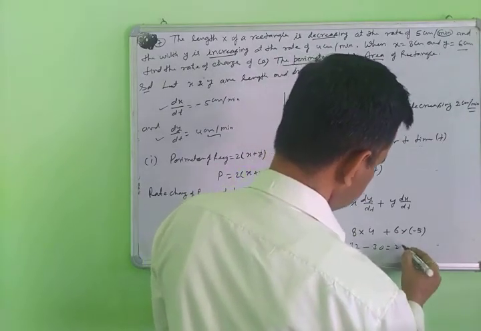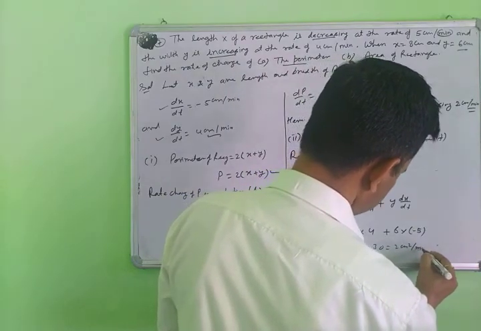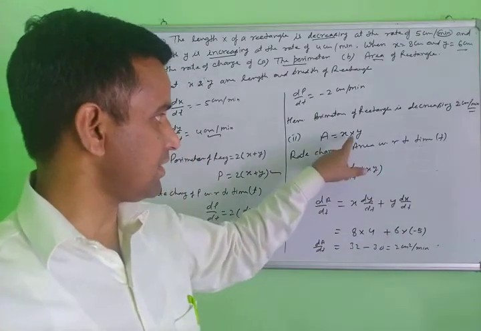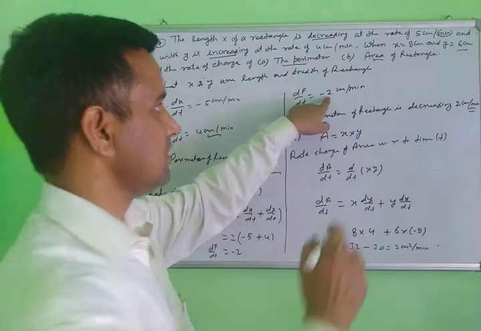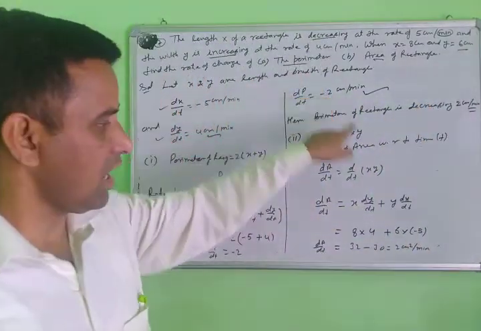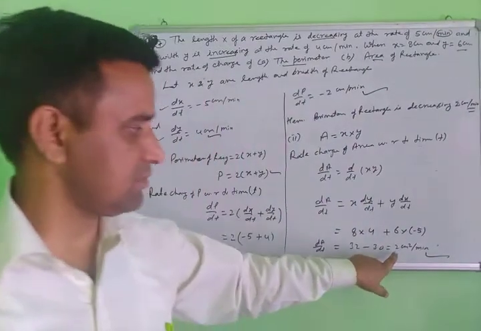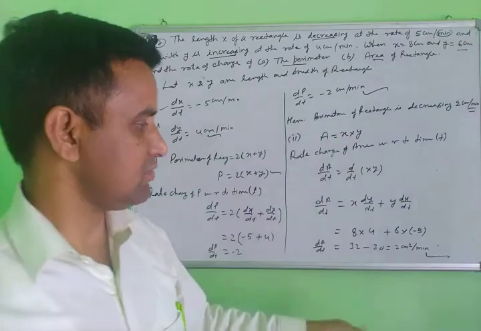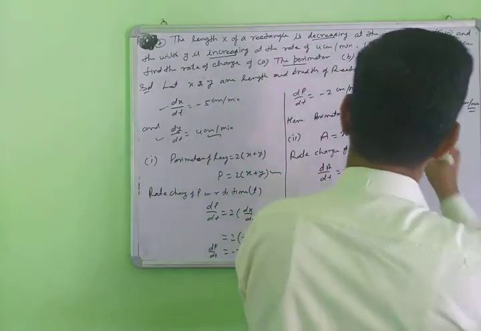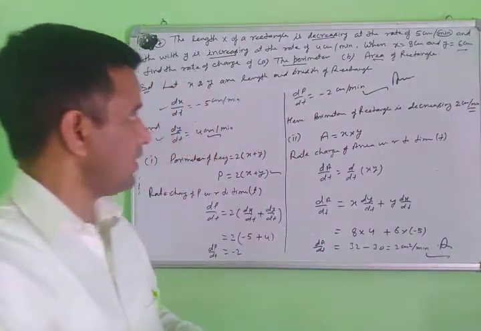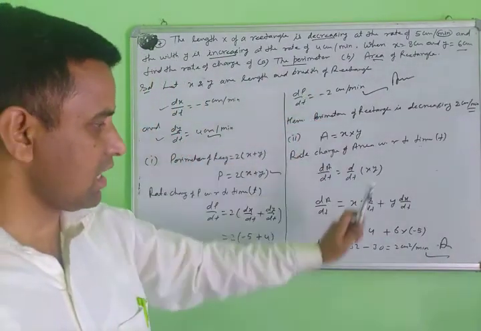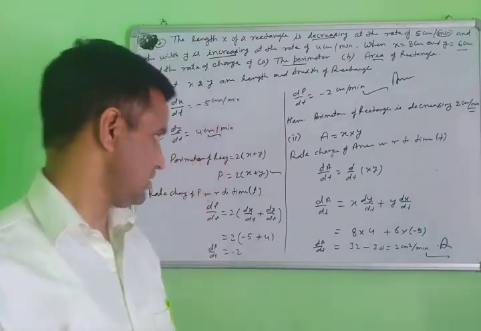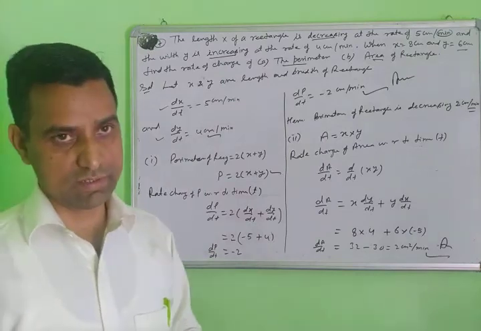A for area means centimeter square per minute. Positive sign means area is increasing, while perimeter is decreasing. According to this, the area is positive, and a positive value means area is increasing. Area is increasing, but perimeter is decreasing. So this is a very simple thing. You note down both your answers. Negative sign represents perimeter decreasing, and positive sign represents area is increasing, 2 centimeter square per minute. So this question is very important. Just note it down.